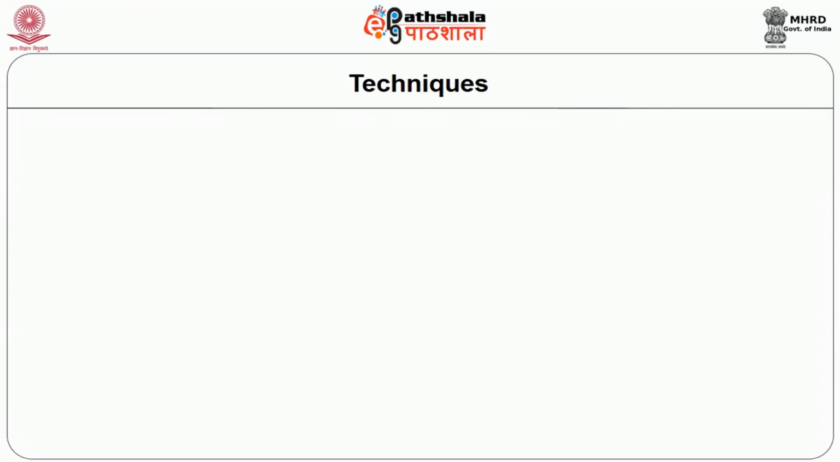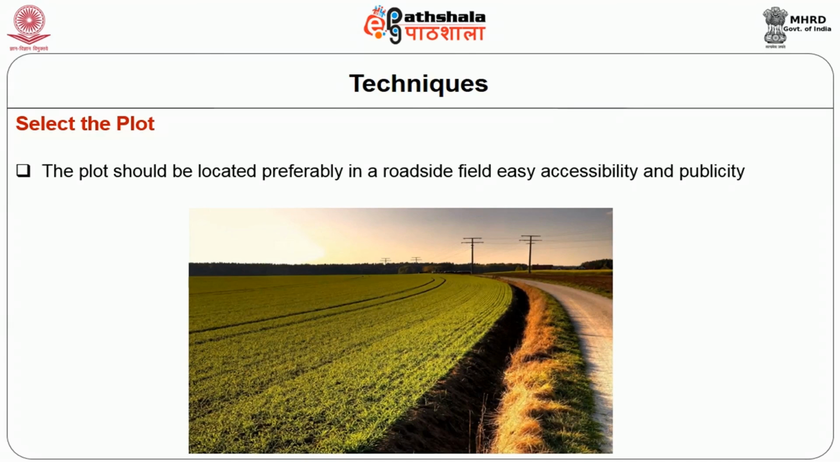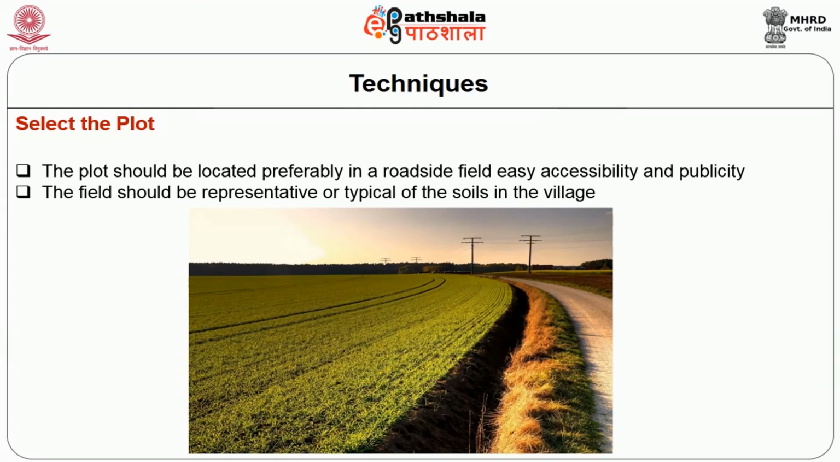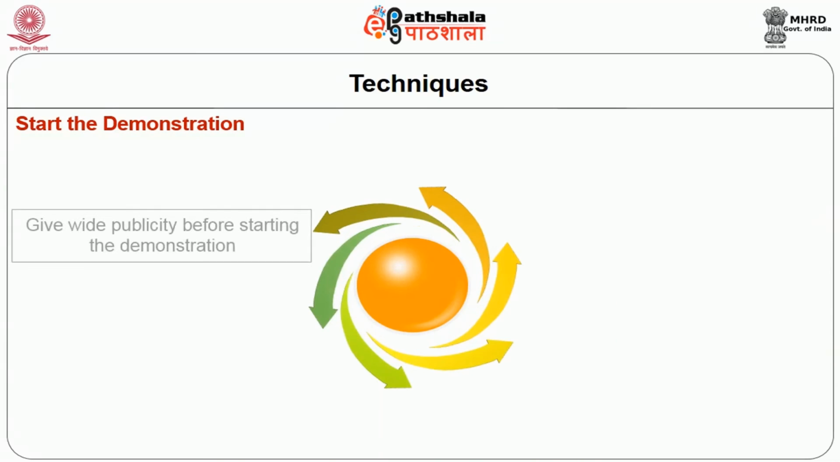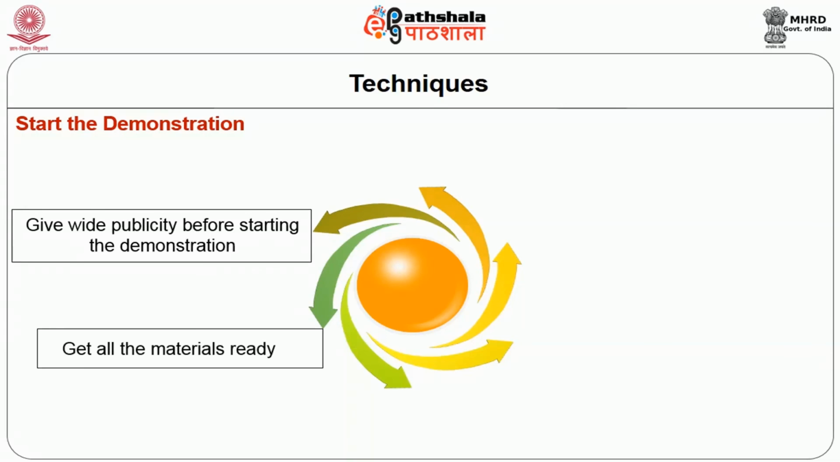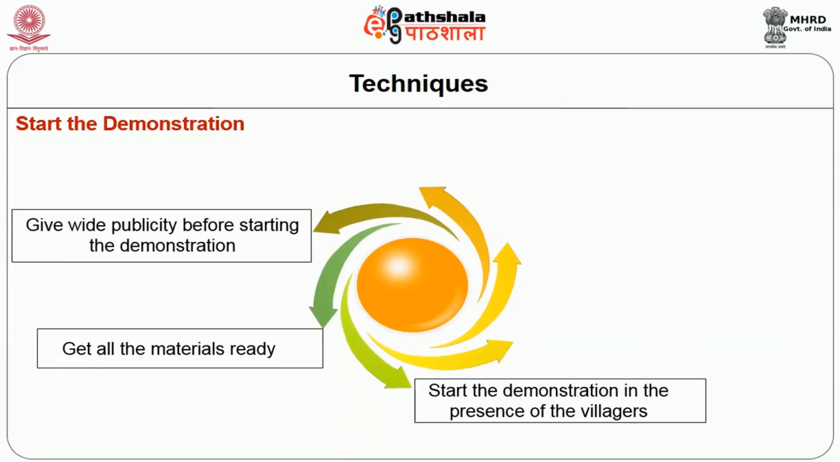Number 5, select the demonstration plot. The plot should preferably be located in a roadside field, for easy accessibility and publicity. The field should be representative or typical of the soils in the village. Number 6, start the demonstration. Give wider publicity before starting the demonstration. Get all the materials ready. Start the demonstration in the presence of the villagers.